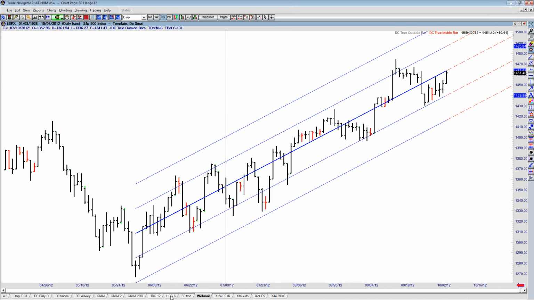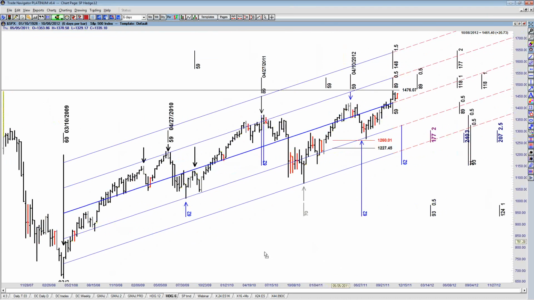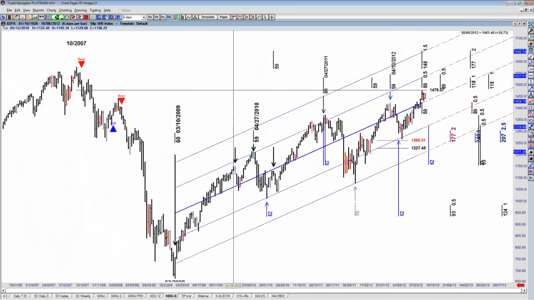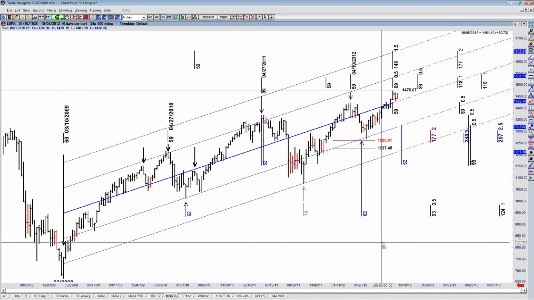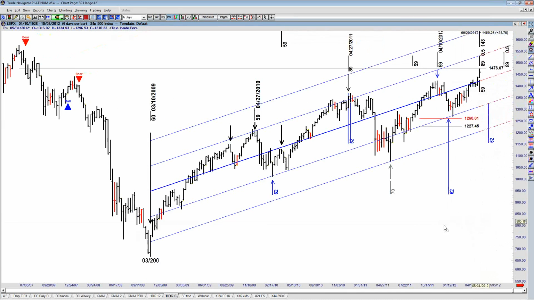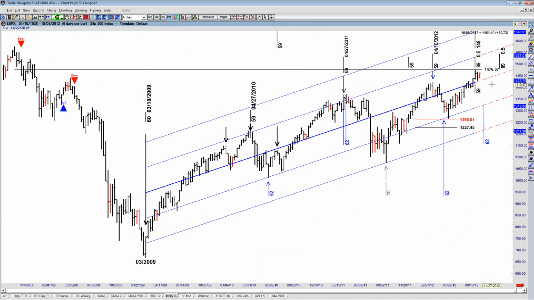Let's have a look at our 6-day chart. You can see here, this is a 6-day chart. This is our timing chart. See if I can make it so you don't have to look at all my little squiggles on there. You can see that this black line up here, 1476.07, is the 89% retracement from the 2009 low right up to the 2007 high. And that's the last point of resistance on any chart.